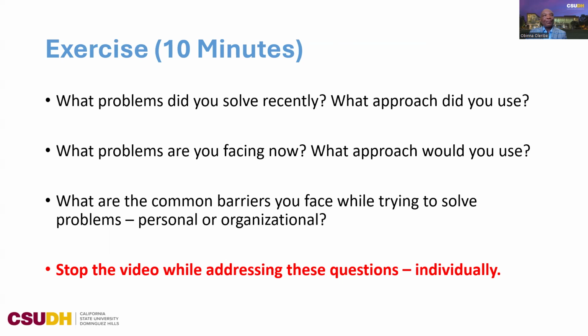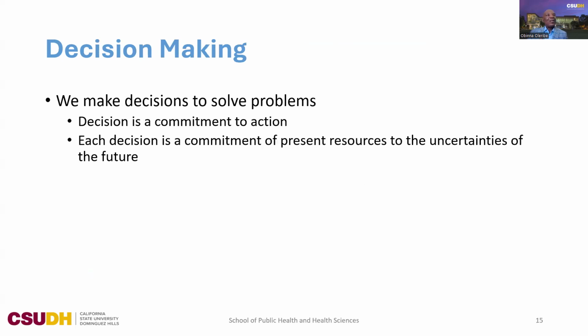All right, welcome back. Let's look at decision-making processes. We make decisions, as I said earlier on, to solve problems. We make decisions as a way to address and resolve the problems of our life. A decision, therefore, represents a deliberate commitment to take action. Every decision involves allocating current resources, which could be time, efforts, money, or energy, towards an uncertain future, with the expectation of achieving a desired outcome.